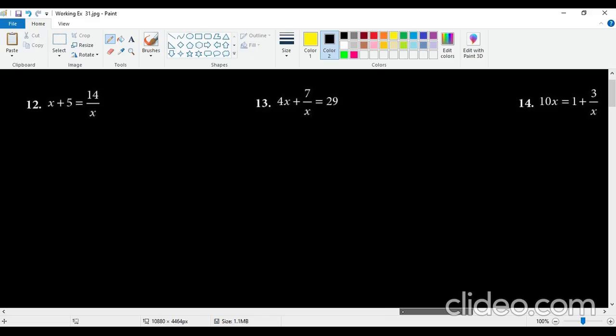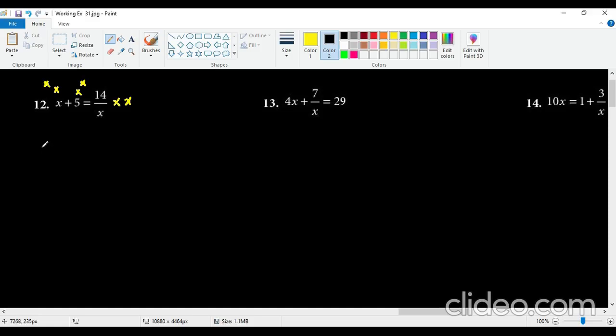Here also, I multiply all the terms by x. This one multiply by x, and this also multiply by x, and the first one also multiply by x. So all three when multiplied by x are going to give us x square plus 5x, and x and x cancelled, so it gives us a 14. That means x square plus 5x minus 14 is going to be equal to 0.